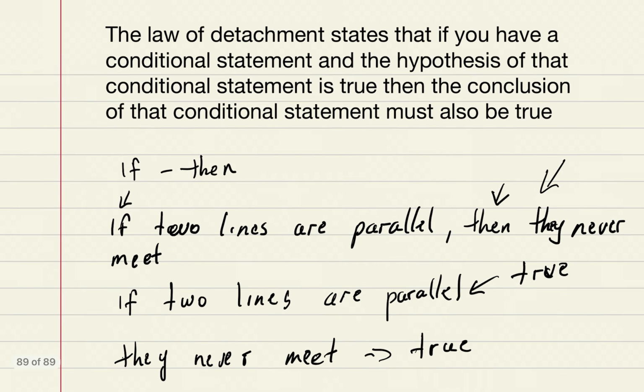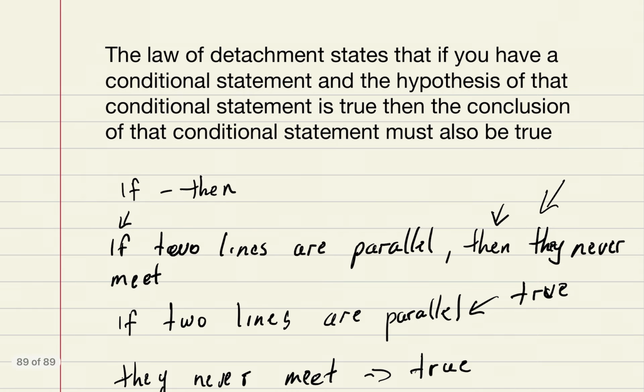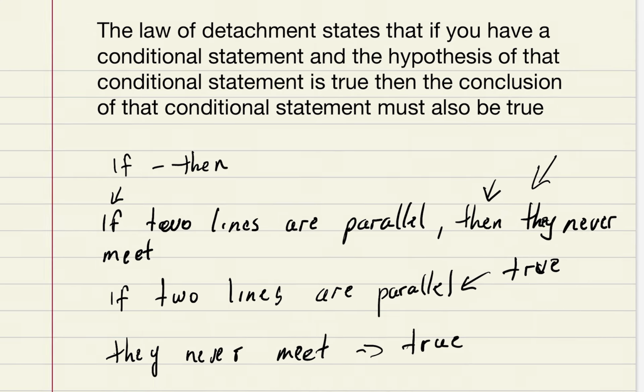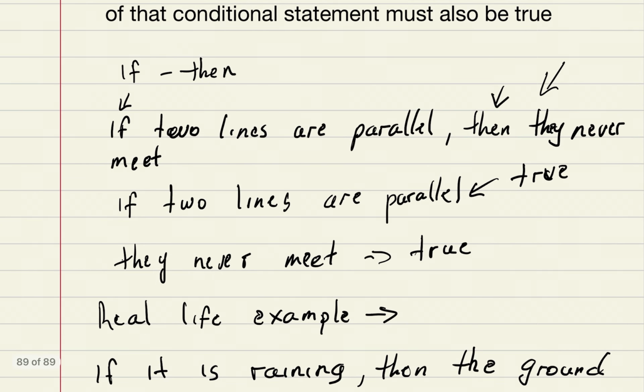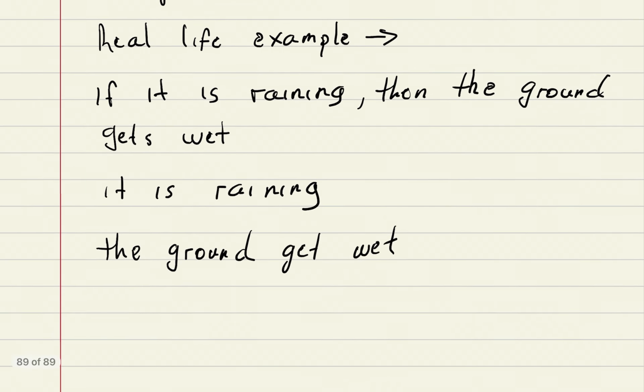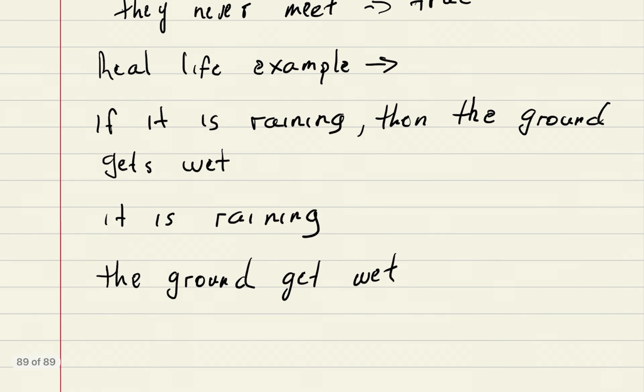So again, remember, the law of detachment states that if you have a conditional statement and the hypothesis of that conditional statement is true, the conclusion of that conditional statement must also be true. So this was the geometry example I gave you at the beginning, and this is the real life example.